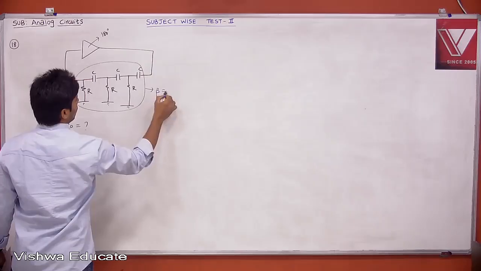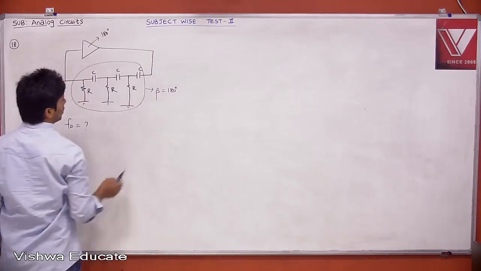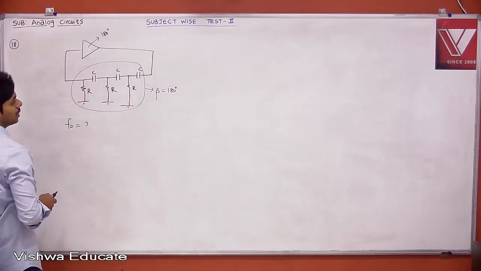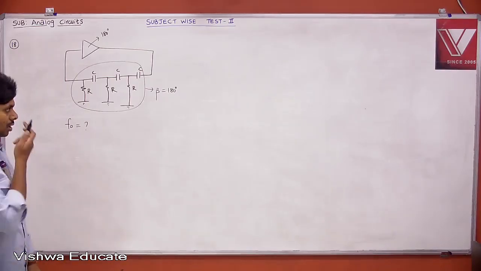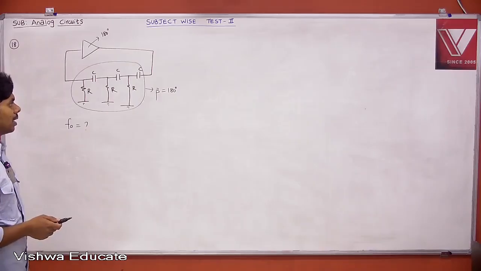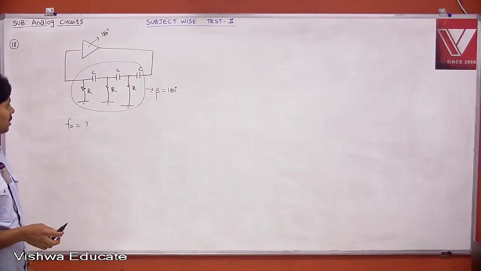It should give 180 degrees. The frequency at which the total loop phase shift is 0 degrees or a multiple of 2 pi, that is what is going to give you the frequency of oscillations. That is Barkhausen criteria. And to get sustained oscillations, the total loop gain must be equal to unity. A into beta should be equal to 1.